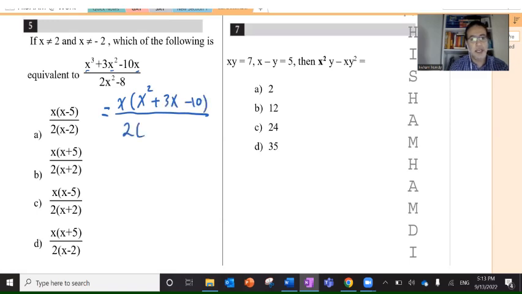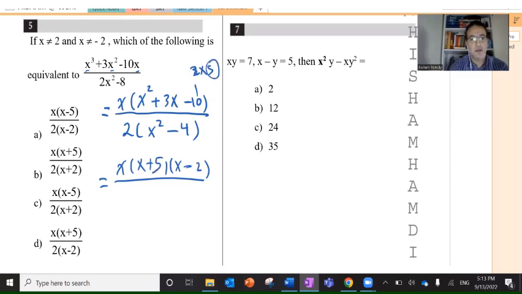Down, I'm going to take 2 as highest common factor. So it's x squared minus 4. Then up, I'm going to factorize the trinomial. The last sign is negative, so one is positive and one is negative, x and x. Two numbers, the product is 10 and the difference is 3: 2 by 5. Which one is the greatest? 5. So positive 5 and negative 2.